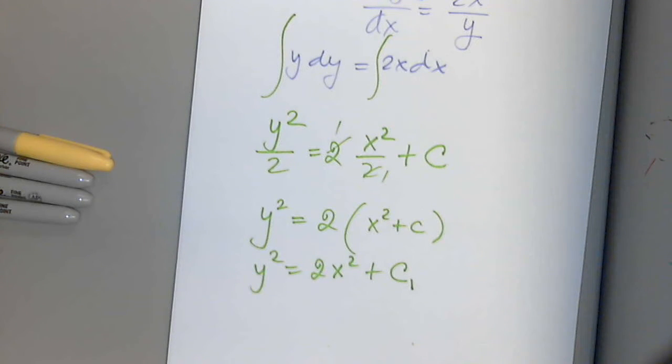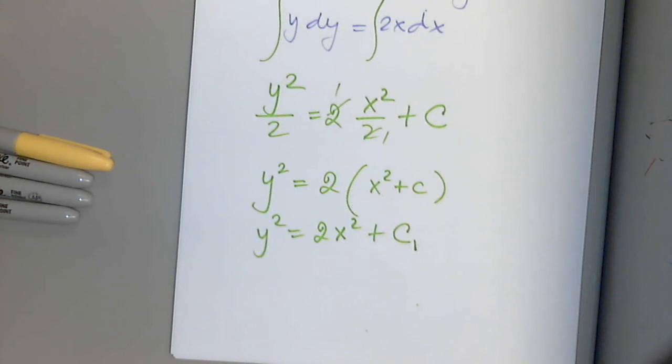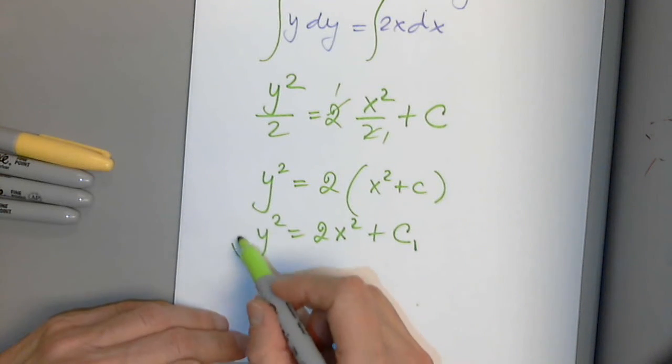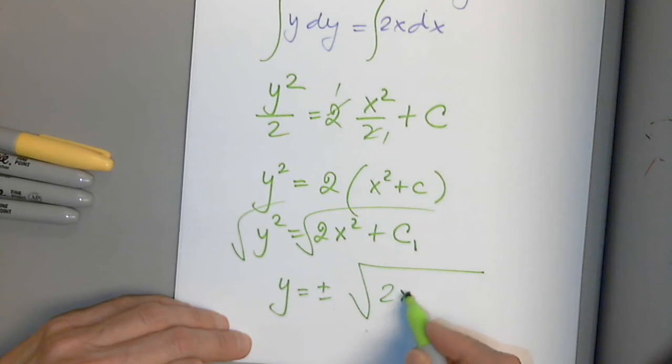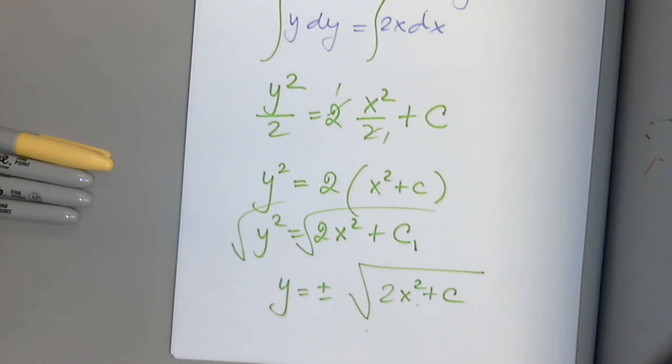Ready? So now we are solving for y. How do I solve for y? Very good. So plus or minus square root of 2x squared plus c, or c1, it doesn't matter how you want to call it. Would this be incorrect if you had y equals plus or minus the square root of 2x squared plus 2c?